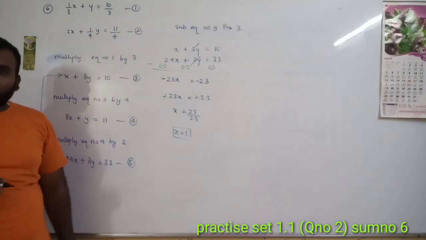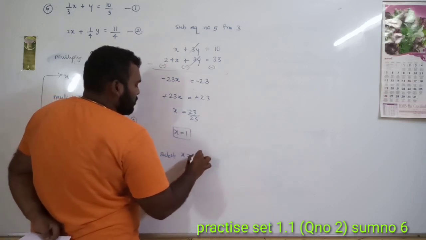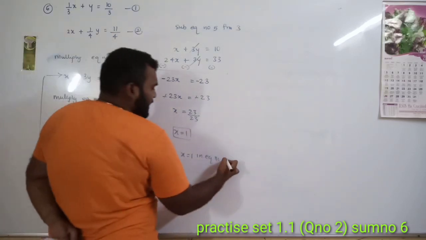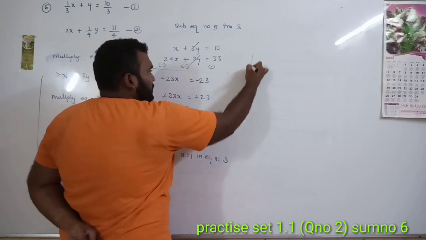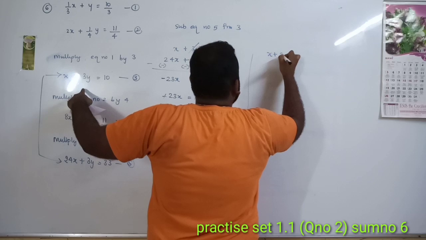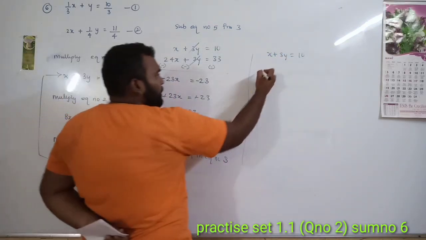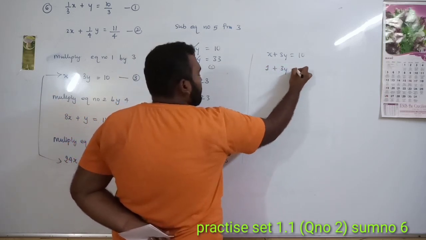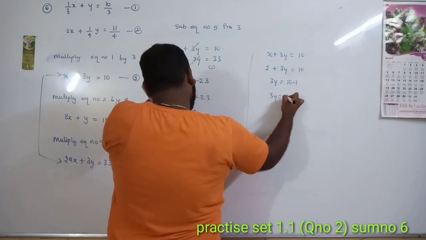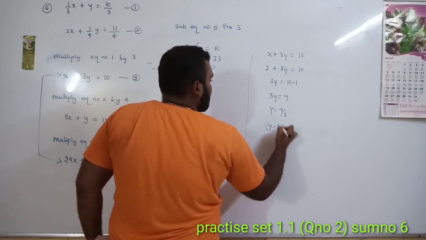So you got the value of x, now what is to be done? Substitute x equal to 1 in any one equation. I substitute it in equation 3. On substituting it in 3, what do you get? The equation 3 is x plus 3y equals 10. In this, what am I substituting for x? 1. So 1 plus 3y equals 10. 3y equals 10 minus 1. 3y equals 9. y equals 9 divided by 3. y equals 3. Okay, children?